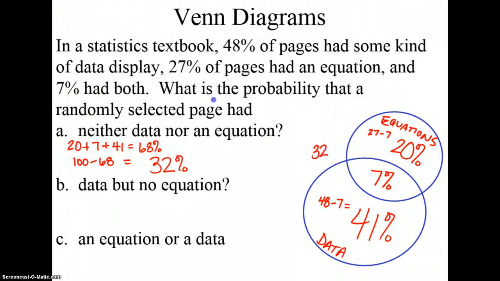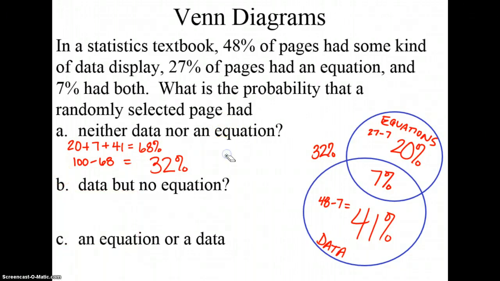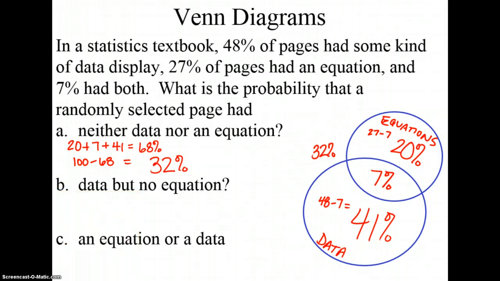And a lot of times we'll just write that out to the side. 32% falls outside. So what is the probability a randomly selected page had data but no equation? That's the outside part of this circle. Data but no equation would be 41%. By creating the Venn diagram, we already found that, and so all we have to do is just label it, 41%.